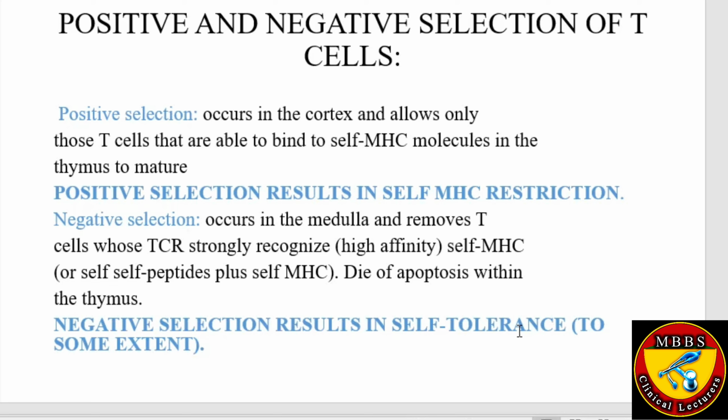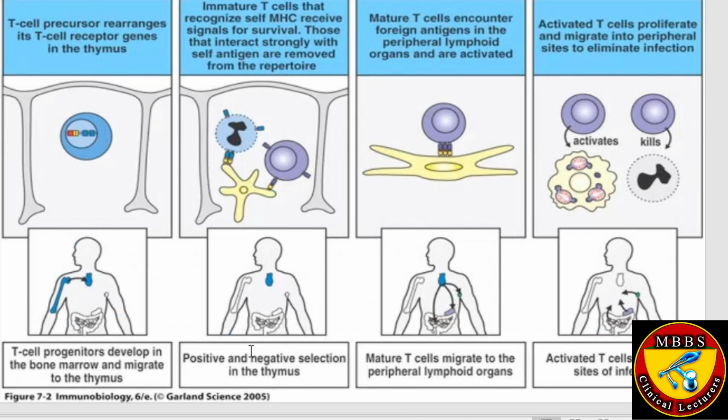So this is the thymus education. The thymus education has two processes, that is positive selection and negative selection. The T cell progenitors develop in the bone marrow and migrate to the thymus. Then positive and negative selection occur in the thymus. Then the mature T cells migrate to the peripheral lymphoid organs, and then these activated T cells migrate to the sites of infection.